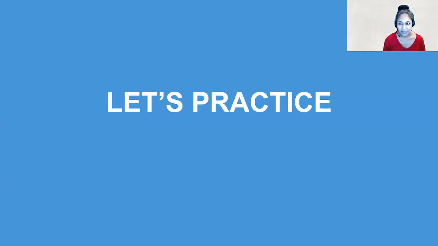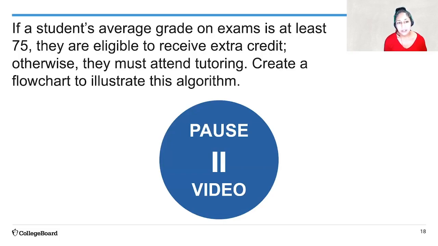So let's get some practice on your own. Let's say I want to check if a student's average grade on exams is at least 75. If so, then they're eligible to get extra credit. If not, or otherwise, then they have to go to tutoring. Pause the video to create just a quick flowchart to illustrate this algorithm.